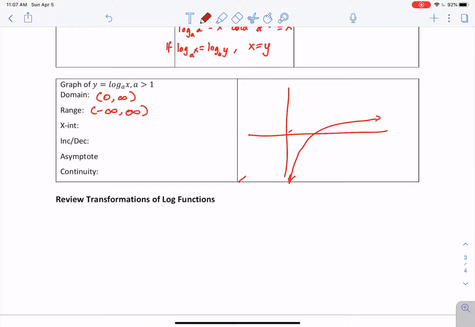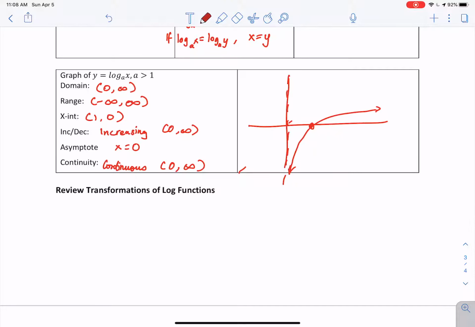And remember, in exponential functions, the domain was all real numbers, the range was 0 to infinity. This one doesn't have a y-intercept, but it has an x-intercept at (1, 0). It's always increasing from 0 to infinity. It does have an asymptote. In this case, it has a vertical asymptote at x equals 0, just like how the exponential function had a horizontal asymptote at y equals 0. And it's continuous on its domain of 0 to infinity.